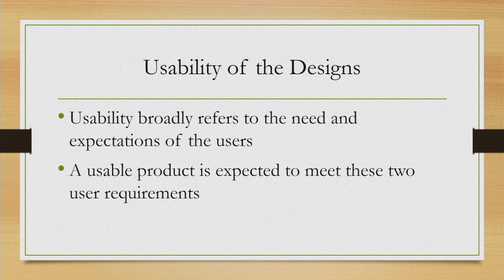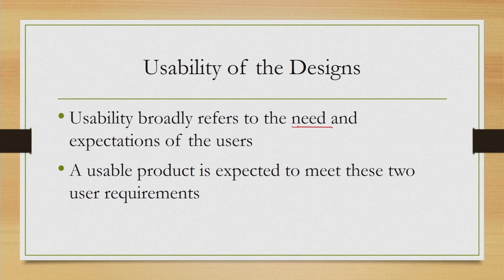And what is that? Let us forget the formal definition. What essentially does usability mean? In very basic terms, usability refers to the needs and expectations of the user. A usable product is expected to meet these two user requirements. When we talk of usability, we are actually referring to the ability of a system or a product to meet the needs and expectations that a user has before he or she goes to use the product or during the usage of the product.